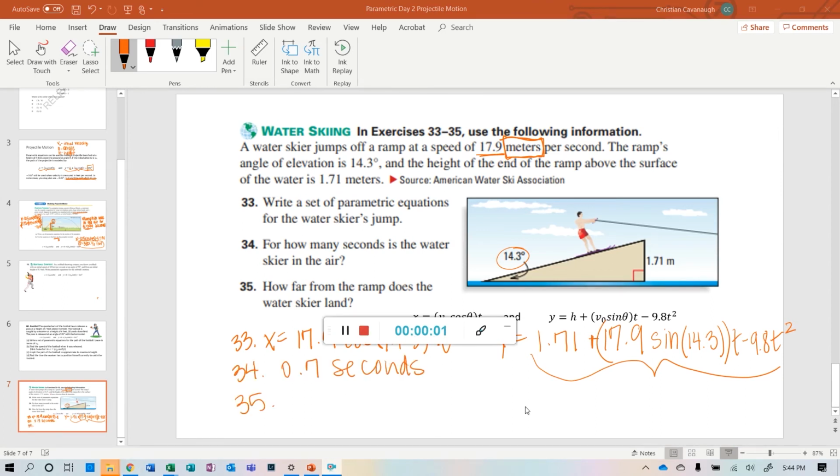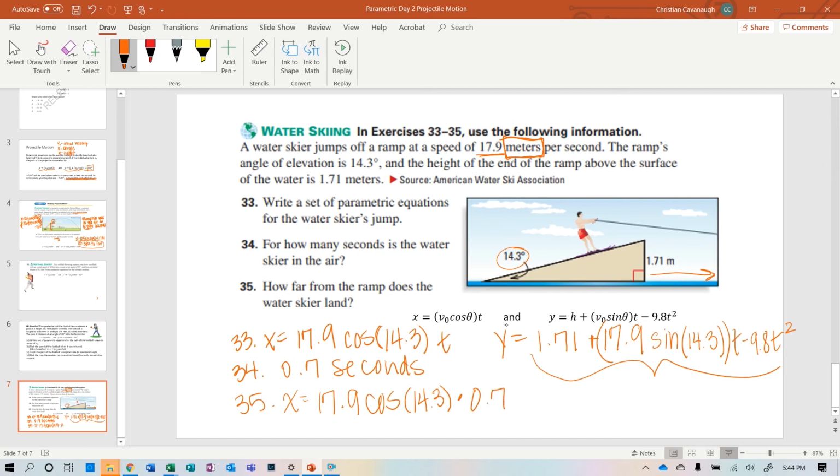So for number 35, that is talking about how far from the ramp the water skier lands, and so that's talking again about the horizontal distance from the ramp that he goes out. So since it's horizontal, we're going to be using that x equation. So we're going to have x equals 17.9 cosine of 14.3 and then times time, and the time that we found using our y equation was 0.7.